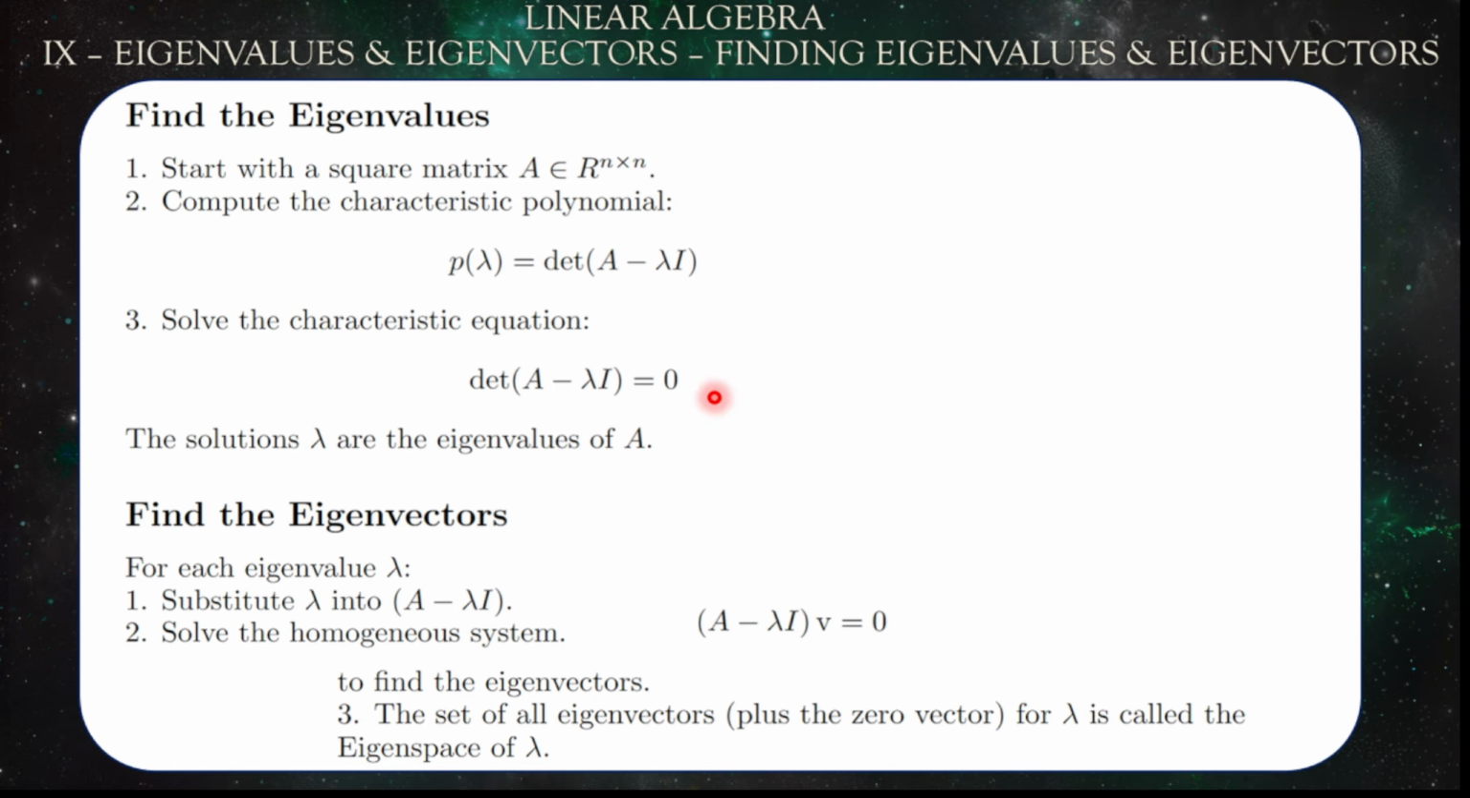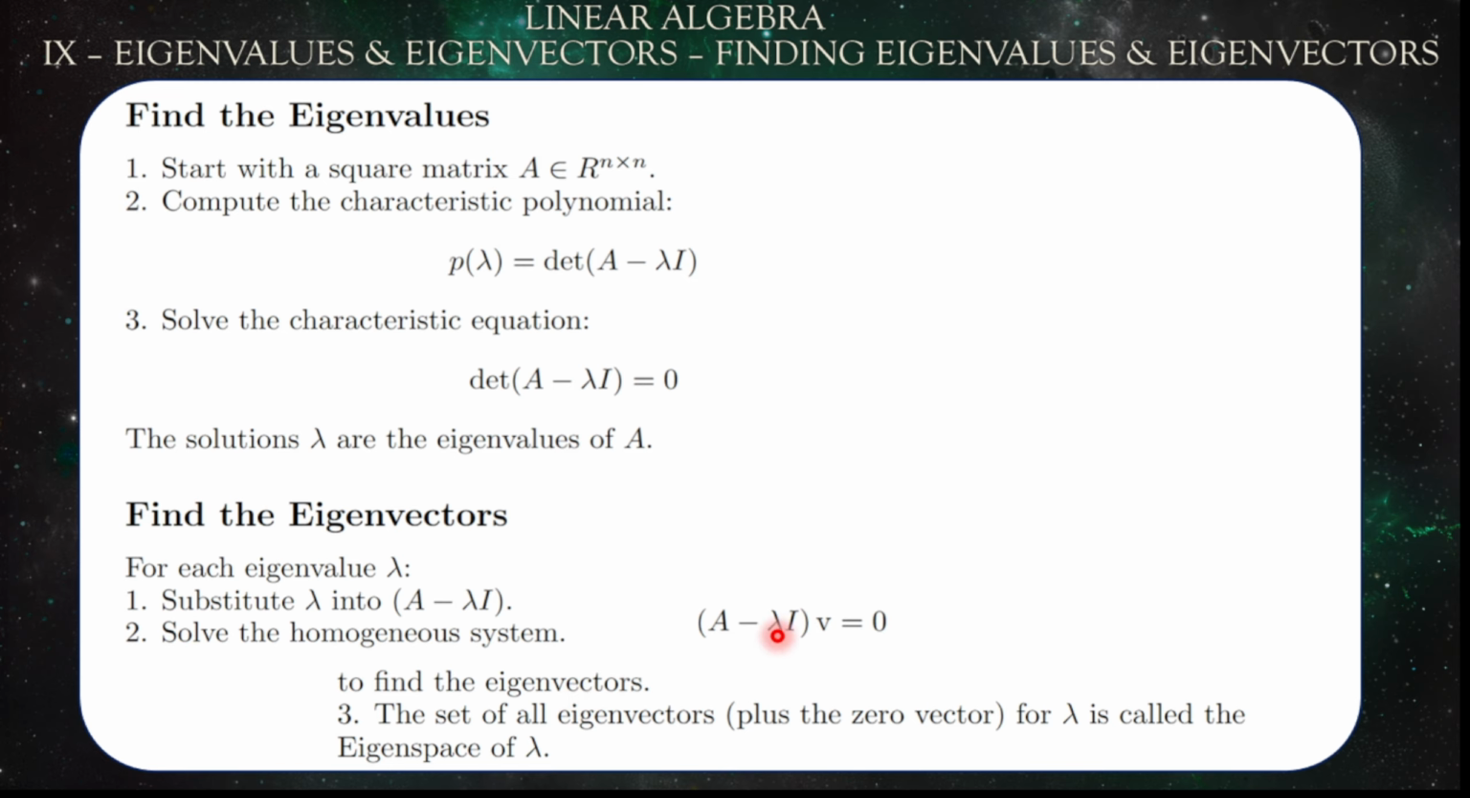The equations become solvable, or rendered 0. For which values of lambda? These values for which the equations become 0 are the eigenvalues of A, which are the solutions lambda. Okay, finding the eigenvectors. For each eigenvalue lambda, you substitute lambda into A minus lambda I for the different solutions. So you solve the homogeneous system to find the eigenvectors.